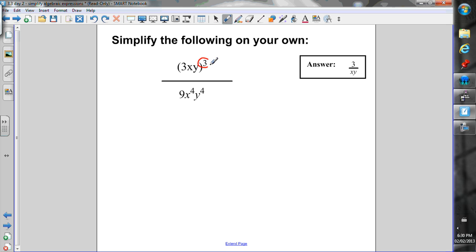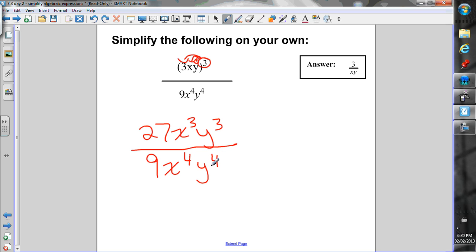Let's simplify the numerator. Apply that exponent of 3 to everything inside the brackets. The 3, the x and the y. So 3 cubed gives me 27. X cubed is x cubed. And y cubed is y cubed. And on the bottom I have 9, x to the 4, y to the 4.